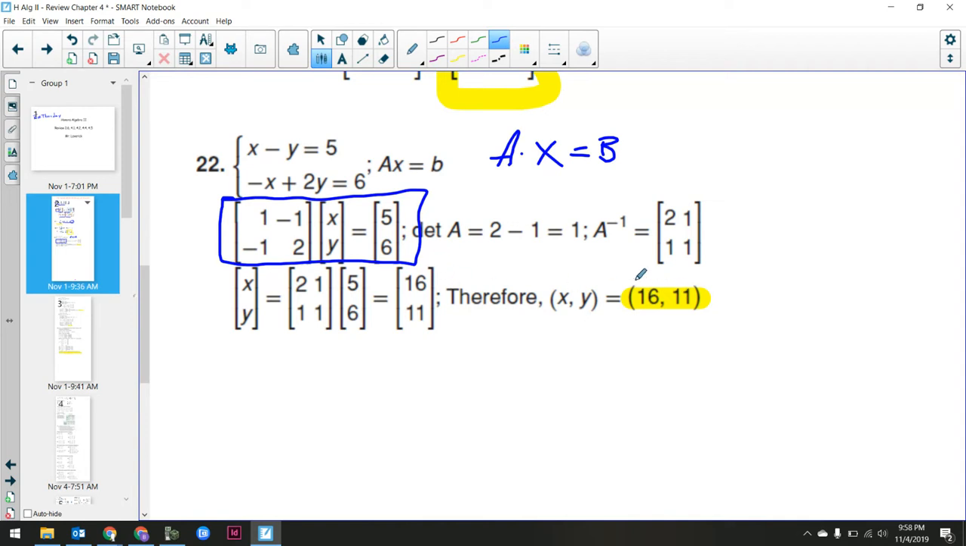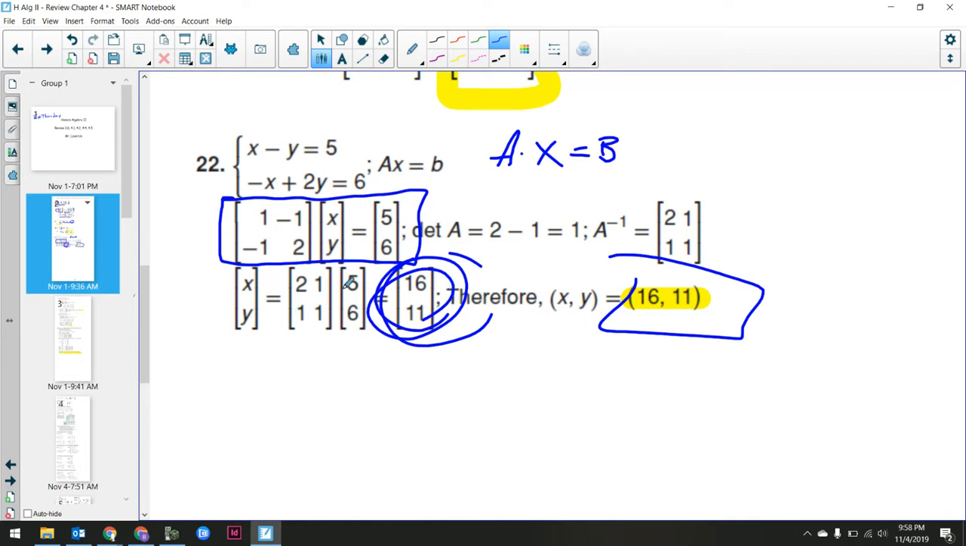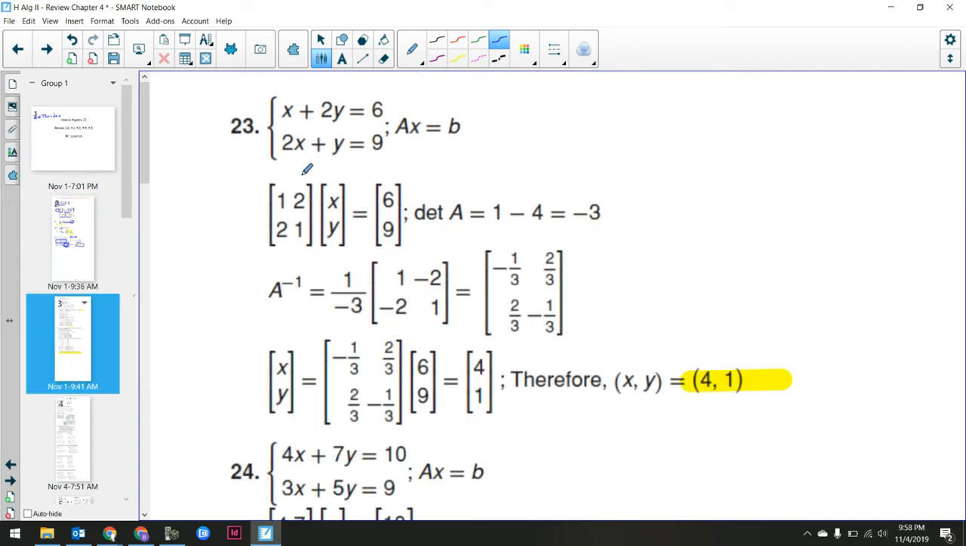You get 16, 11. Make sure you're putting it as a coordinate pair and not just giving me this as a solution. This technically is the solution to the matrix equation. But remember, if I give you this, then you end with an ordered pair, just like elimination, substitution, and graphing. Here's 23. Same kind of thing here. 1, 2, 2, 1, and a 6, 9. So here's A. Here's X. Here's B. So you do A inverse B. You get 4, 1, which means 4, 1.